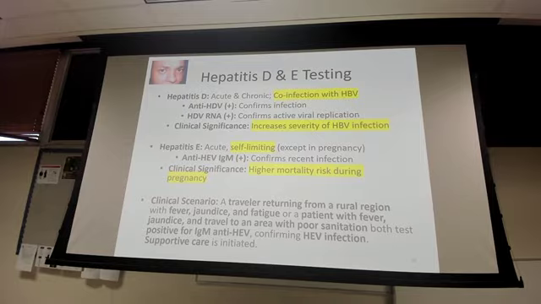So hepatitis D and E, I will not test you on it, but I will talk about it very briefly. Hepatitis D, acute and chronic, is a co-infection with hepatitis B. Hepatitis D antibody confirms infection, and RNA positive confirms active viral replication. Hepatitis E is self-limiting, and it has a high mortality risk during pregnancy.